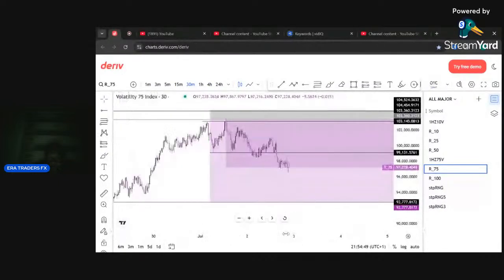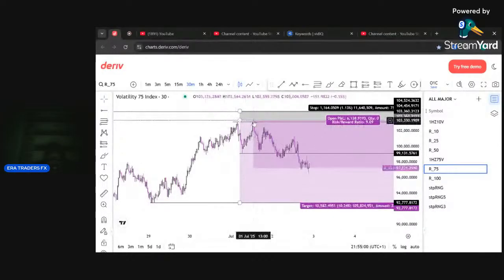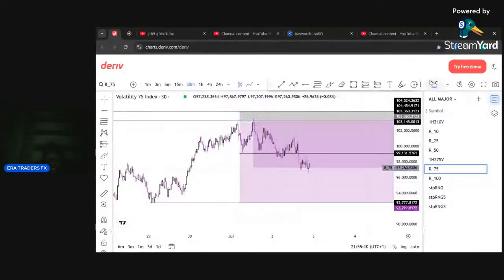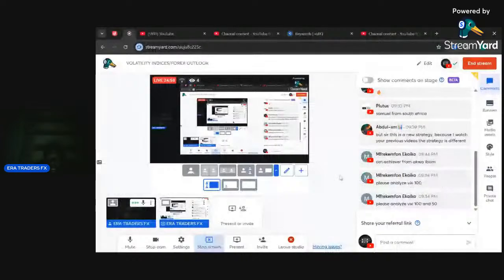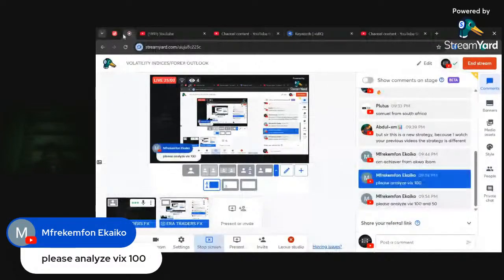We have moved, and we are still moving. So I opened about 40 positions or thereabouts using the smallest lot size from this level, and it is currently moving. Target about $100 or so, or $200 times two, yeah. So yeah, that's that. So please analyze V100, okay.